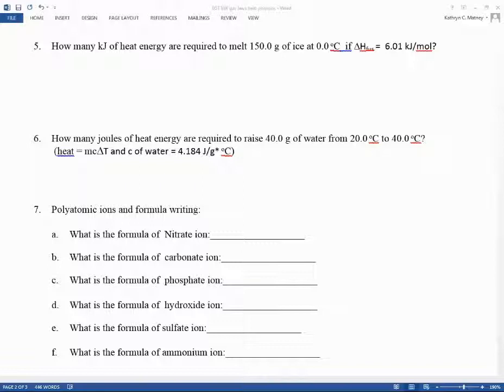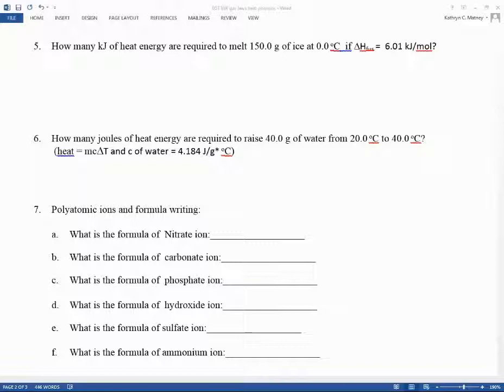All right. What did you get, Daniel, when you multiplied 40 times 20 times 4.184? What did you get for your heat value for question number 6? 3,347.2 kilojoules. All right, let's look at sig figs. 3 sig figs, 3 sig figs. I need to round that to 3 sig figs: 3350 kJs, no decimal. Yes?